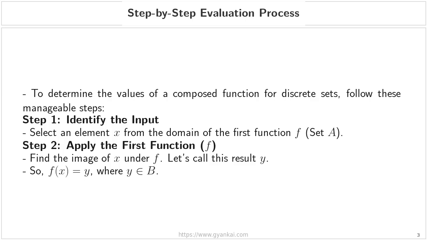Once you have your input, move to step 2. Apply the first function, f. Your goal here is to find the image of X under the function f. Let's call this intermediate result Y. In other words, f of X equals Y, and this value Y now belongs to set B.